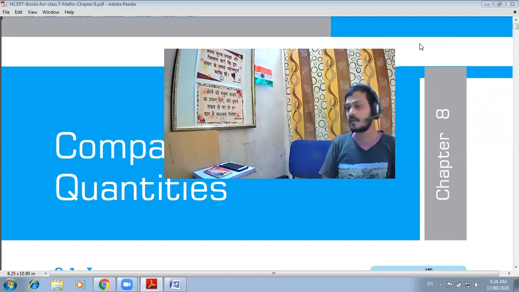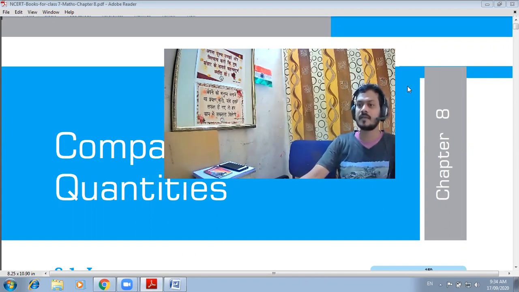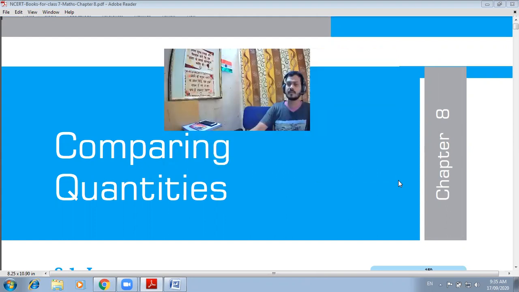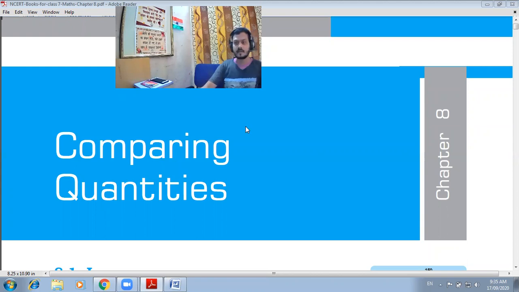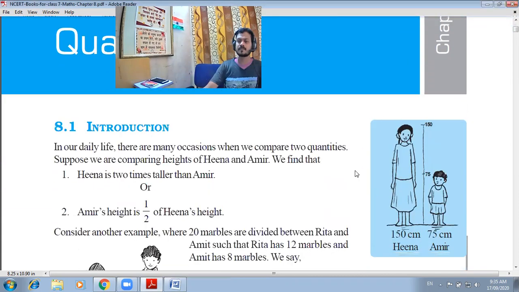This exercise is basically related to the basic concepts of profit, loss, percentage of profit, percentage of loss, and percentage of increase and percentage of decrease. So let's go ahead to exercise 8.3. Firstly, carefully read the questions, then try by yourself to identify what is given in these questions, and then move further.